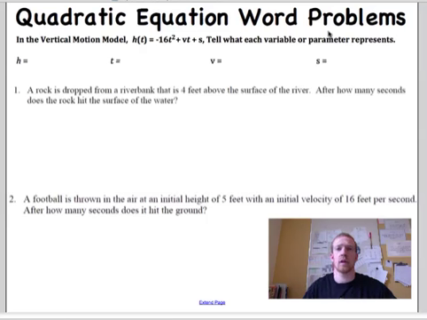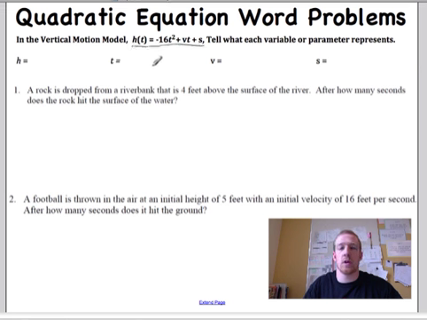Alright, so now let's apply our quadratic equations to some word problems, most of which are going to involve vertical motion, and then there's a few others. So vertical projectile motion is any time when something's being thrown or cast up into the air, or you can actually throw it downwards from an initial height. This is the equation that we'll be using.